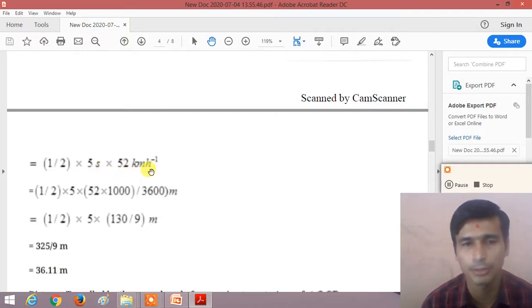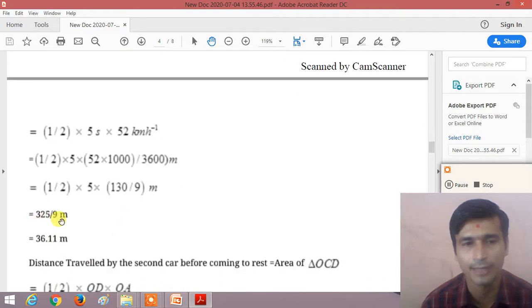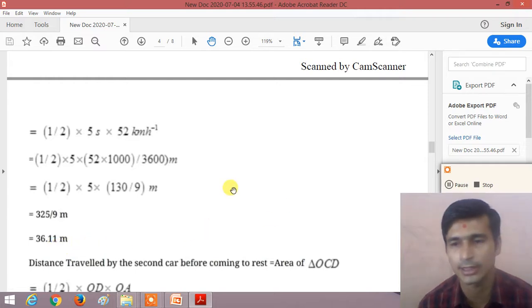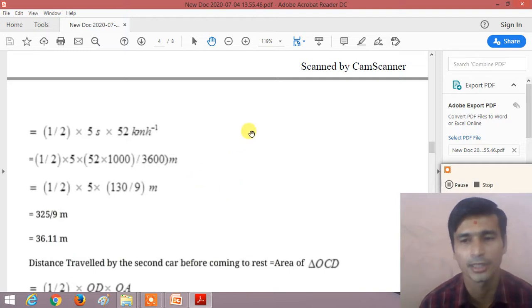This 52 kilometer per hour we need to convert into meter per second. How do we convert kilometer per hour into meter per second? 52 multiplied by 1000 divided by 3600, or 52 multiplied by 5 by 18, we get meter per second. If we calculate this, we get 325 divided by 9, or 36.11 meter. So the distance traveled by the first car is 36.11 meter, right?